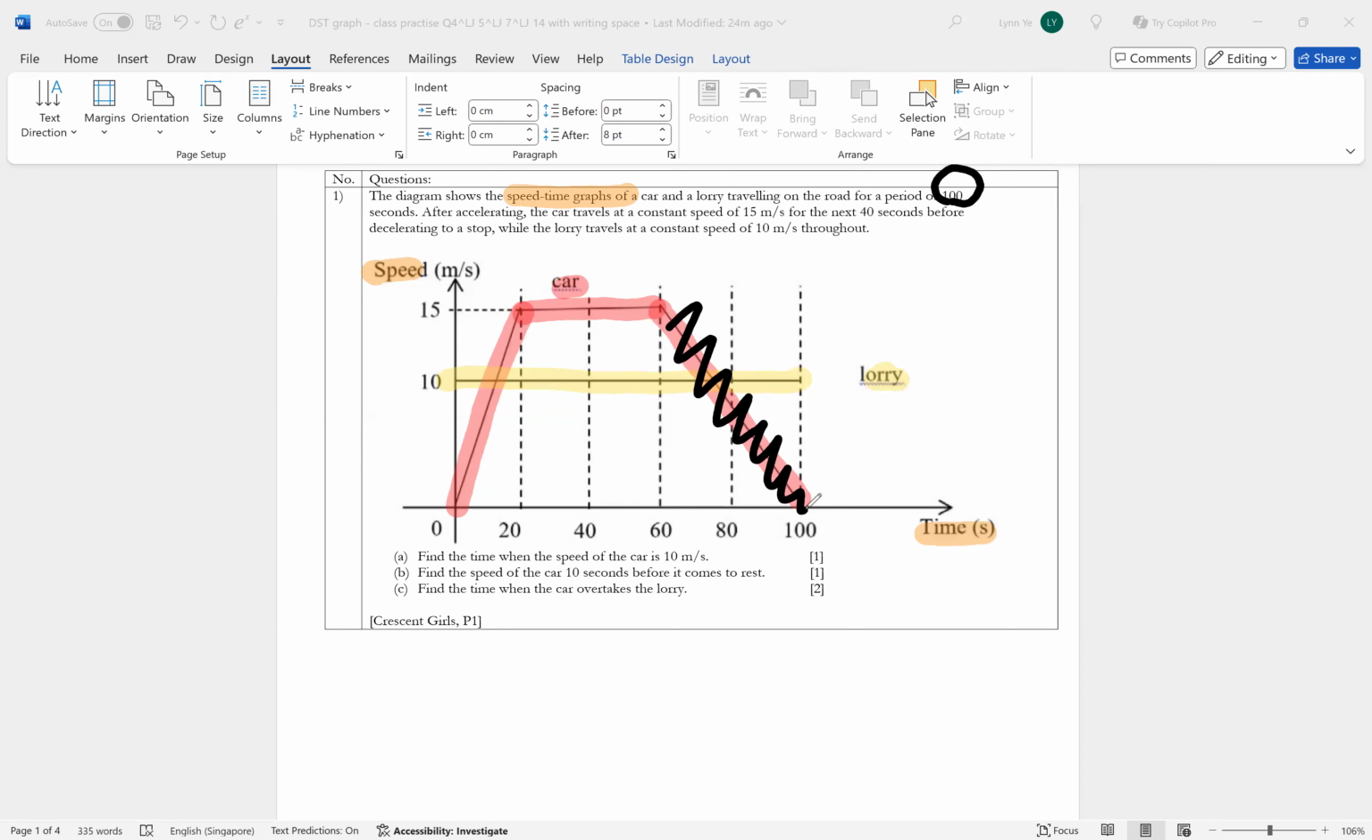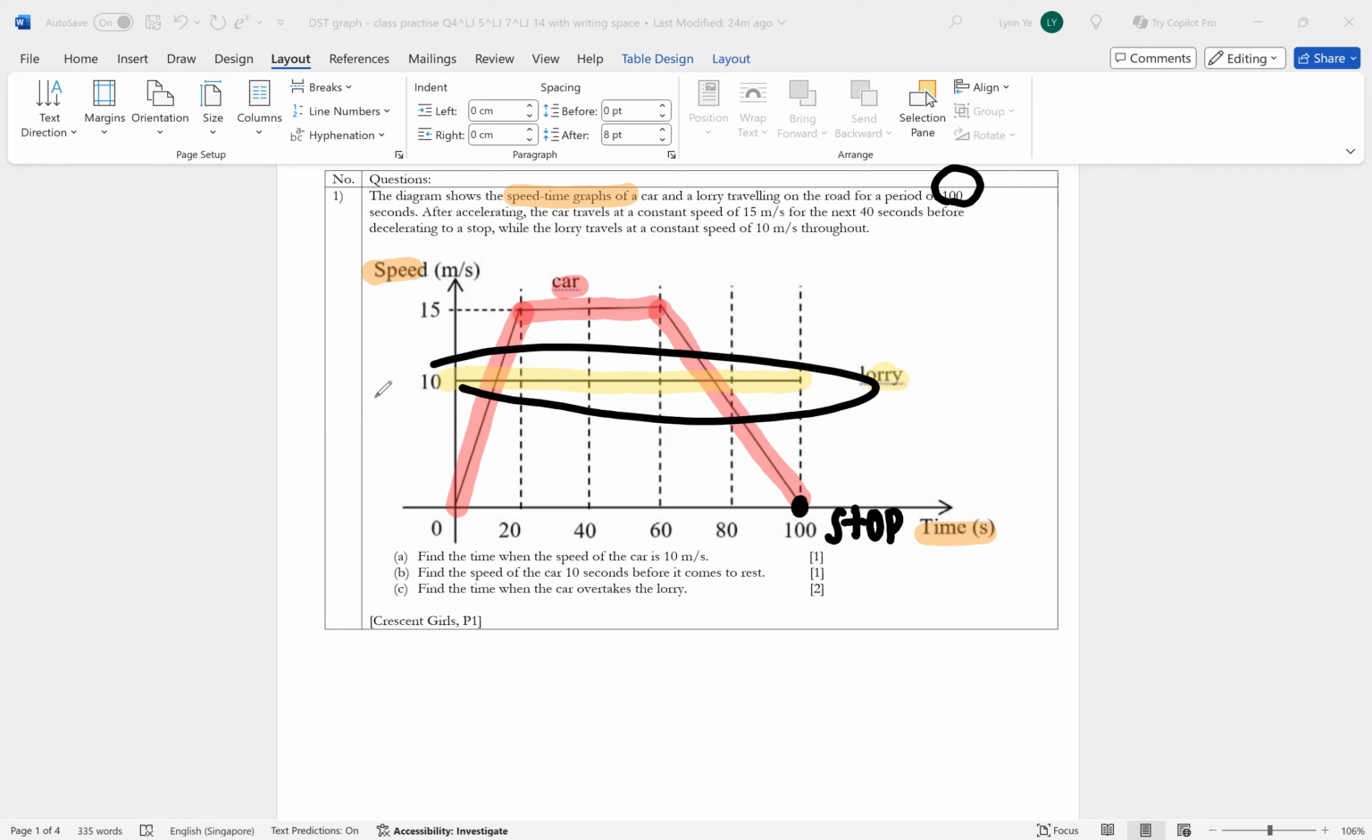decrease the speed until it what? Guys, until it stops. So I know the car stopped. But the lorry, what did they say about the lorry? So the lorry just continues going. It's always moving at a constant speed. It never goes up, never accelerates, never decelerates, never stops.